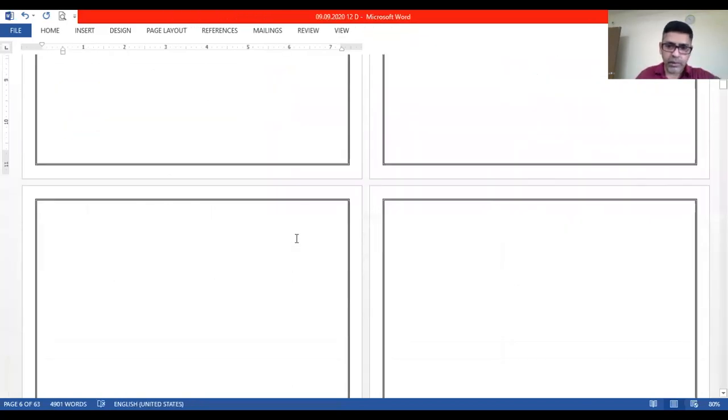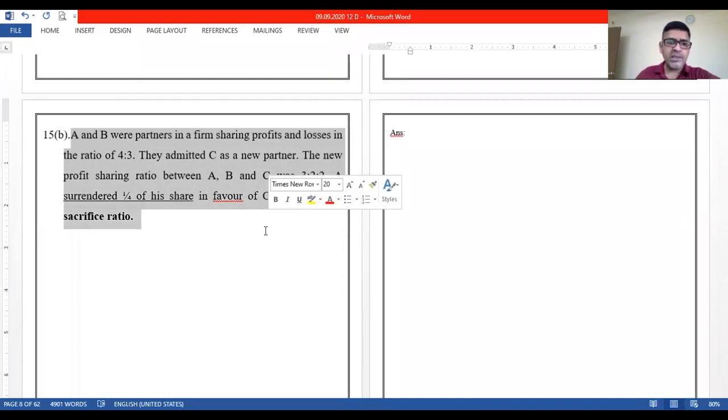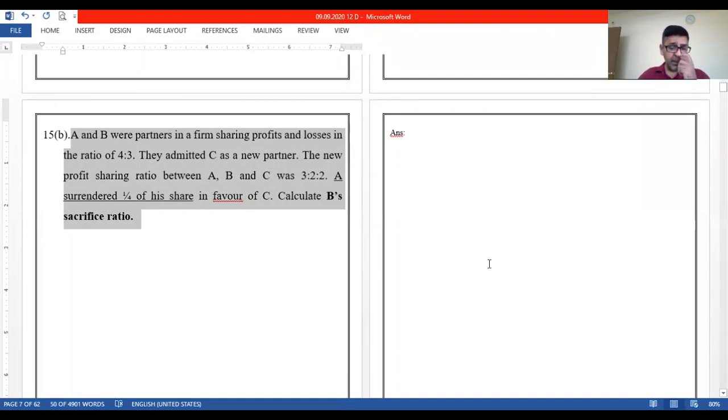Okay, next sum now. A and B were partners sharing the profits and loss in the ratio 4:3. They admitted C as a new partner. The new ratio is 3:2:2. A surrendered 1/4 of his share in favor of C. Calculate B's sacrifice ratio. That is, we need to calculate B's sacrifice share.